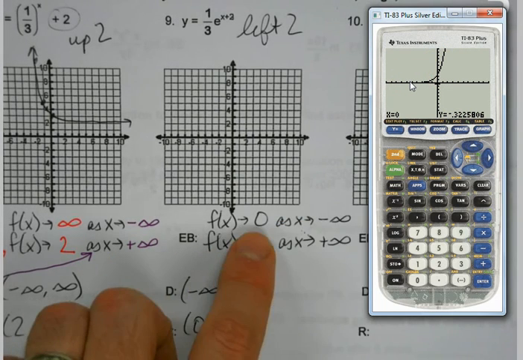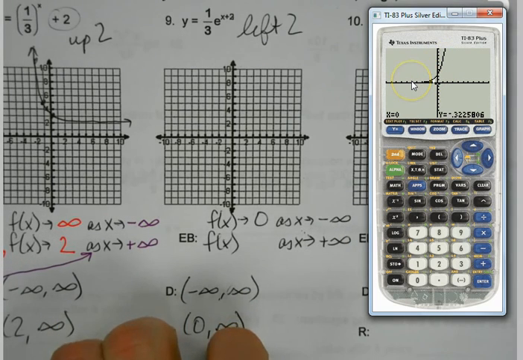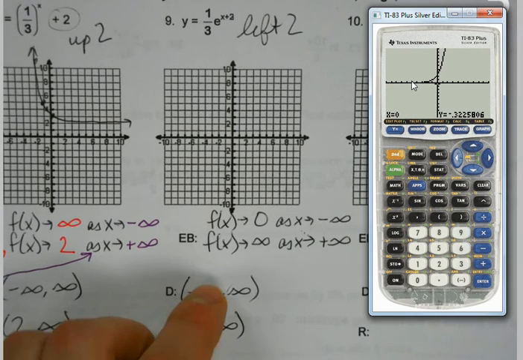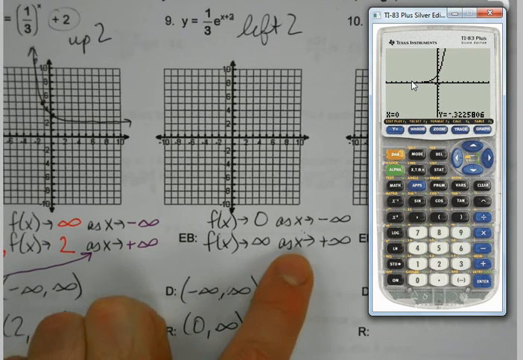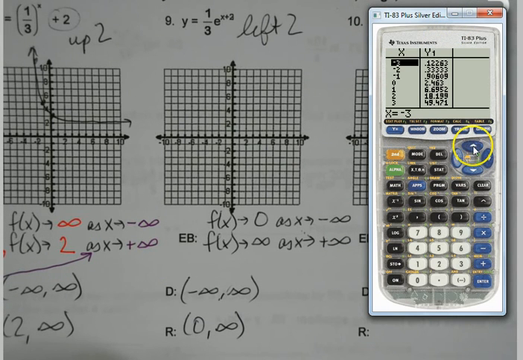So y approaches 0 as x goes left. As we go left, we get close to 0. So then that means the other one should be infinity. Let's see if that makes sense. Y goes up as x goes right. Y goes up, x goes right. All right. And then I can pull my chart.